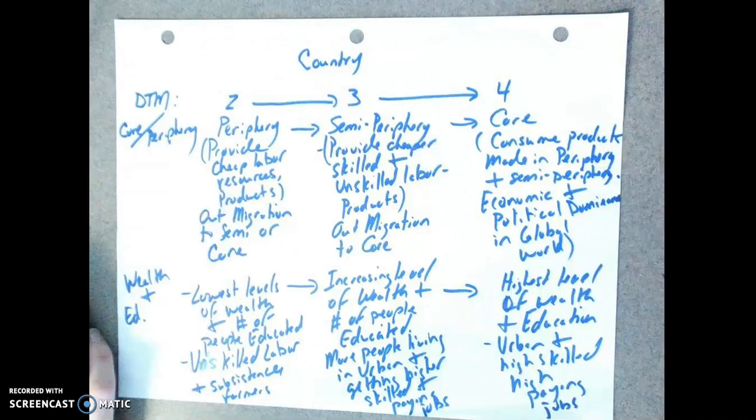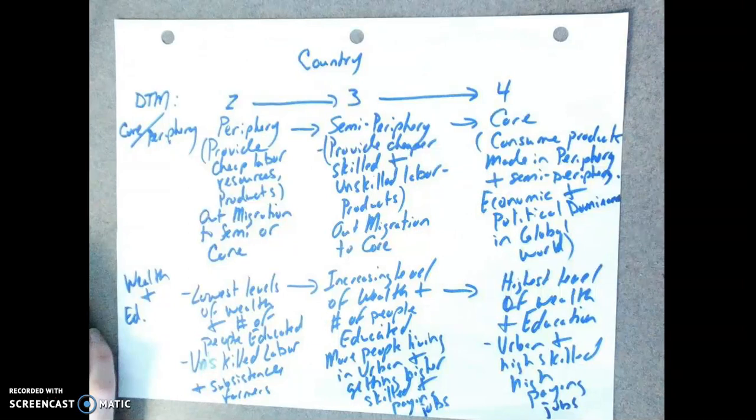Core or MDCs, more developed countries. This would be in Anglo-America, Europe, Japan, Oceania, South Korea. They consume products that are made in the periphery and the semi-periphery. They are the economic and political dominance in the global world.